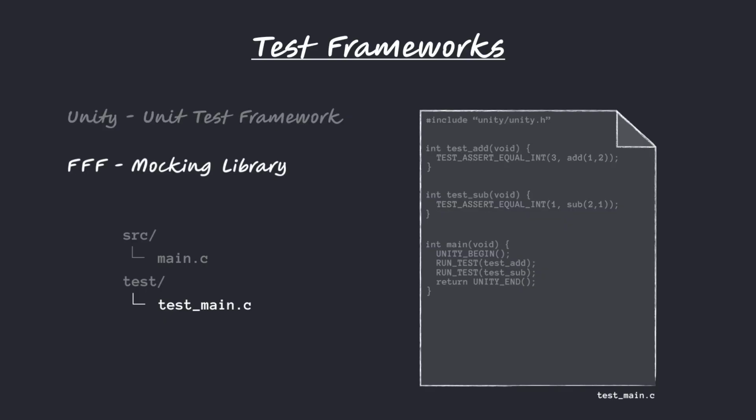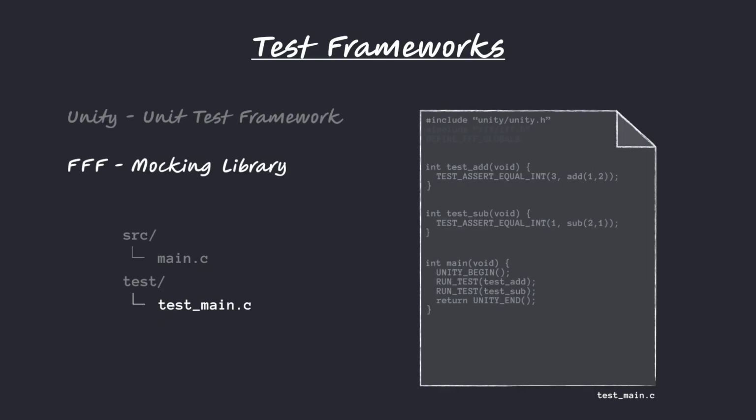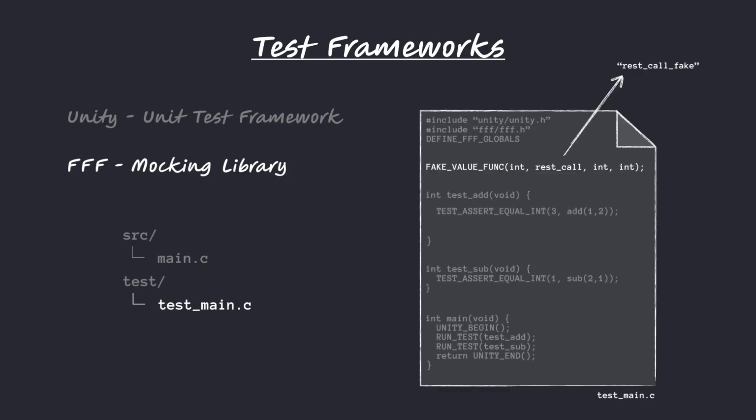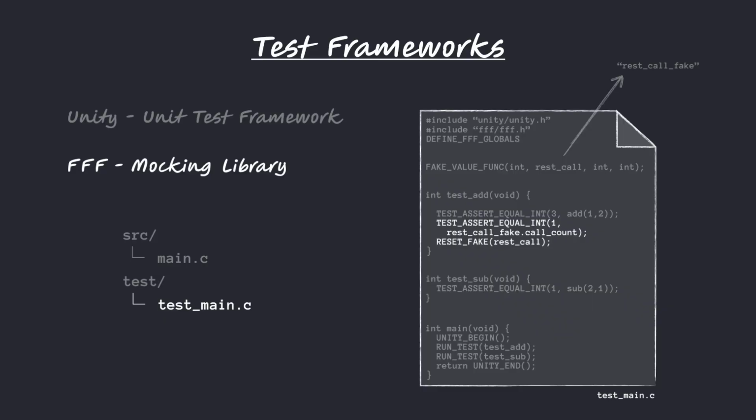FFF works alongside Unity, and it makes it super easy to mock functions that the code you're testing needs to call into. That's beneficial for limiting the scope of your tests and making them less brittle overall. You basically just import the FFF header file into your test file, declare which functions you want mocked by using their macros, and it creates a bunch of variables that take the name function name underscore fake. These fake variables give you access to things like call counts, argument lists, and they even give you the ability to set a function's return value.